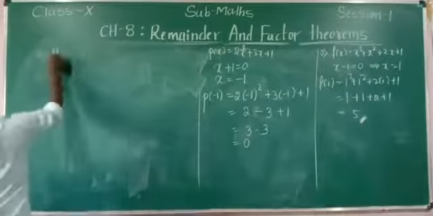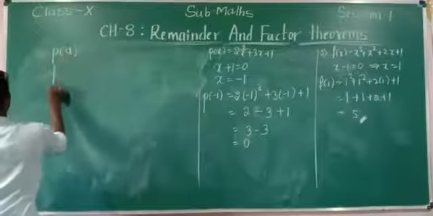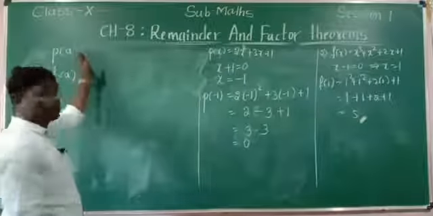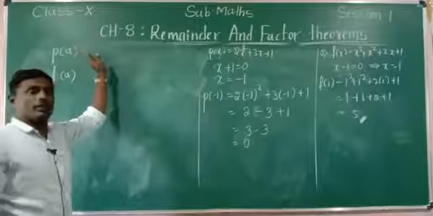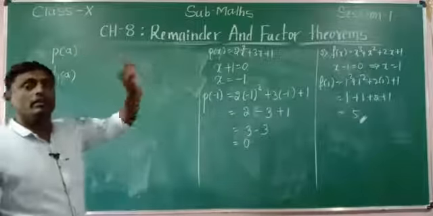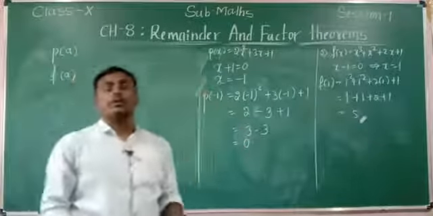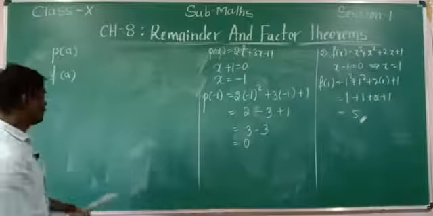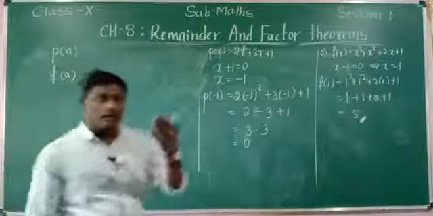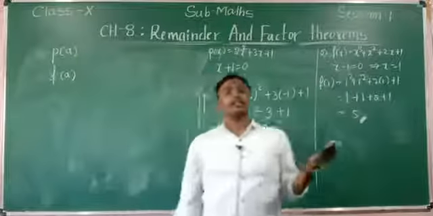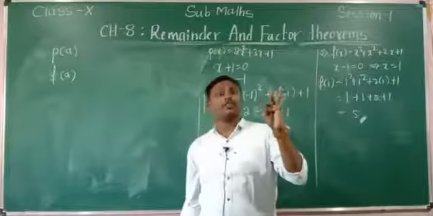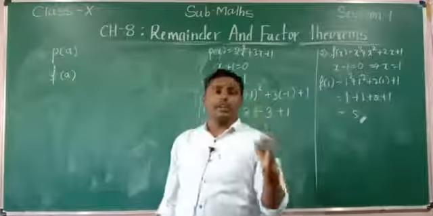For example, P of a or f of a is a polynomial having a degree of more than 1 or equal to 1. More than 1 means, in the previous classes in quadratic equations, we already discussed the types of equations: linear equations, quadratic equations, cubic equations and biquadratic equations.